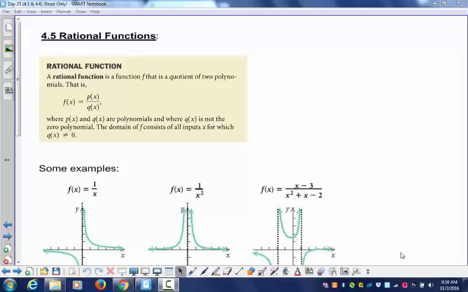So we'll start from scratch with rational functions. We'll define them, and we'll do some basic graphs. And by the end of today, you'll be masters at graphing rational functions.